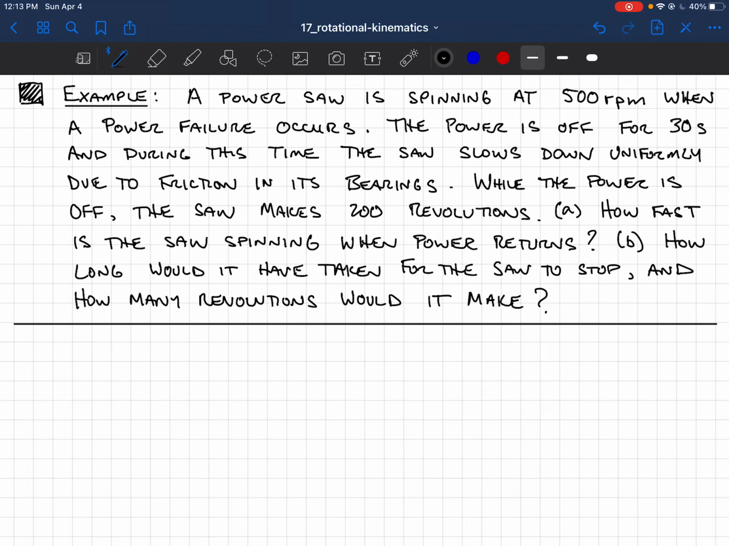How fast is the saw spinning when the power returns, and how long would it have taken for the saw to stop if it had continued to decelerate? And how many revolutions would it make in that case?